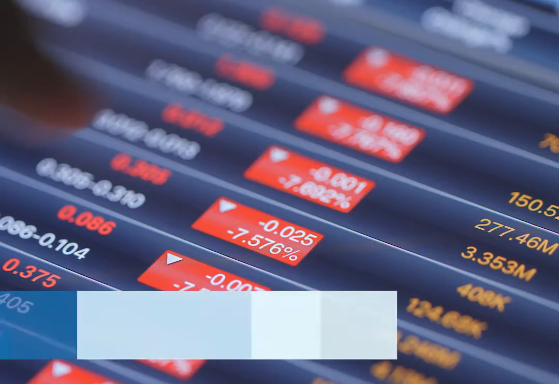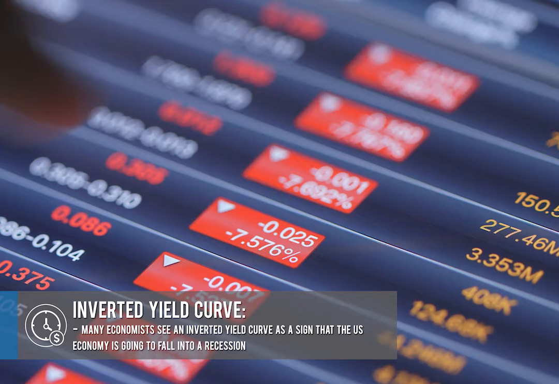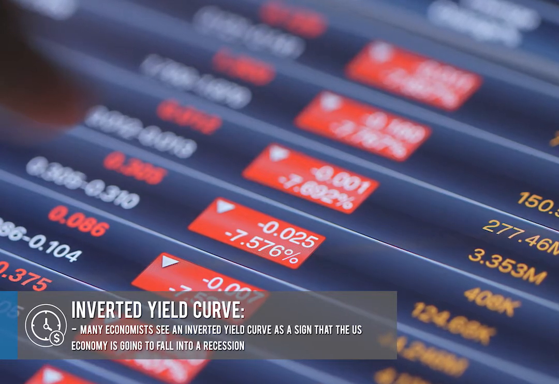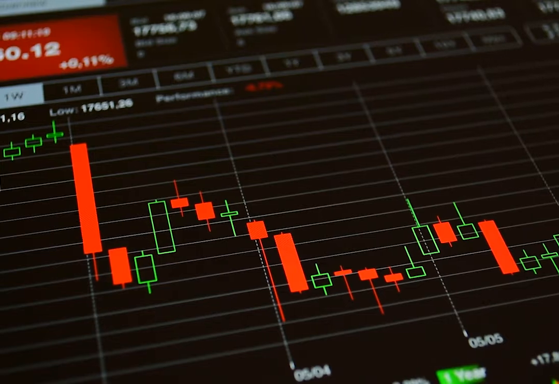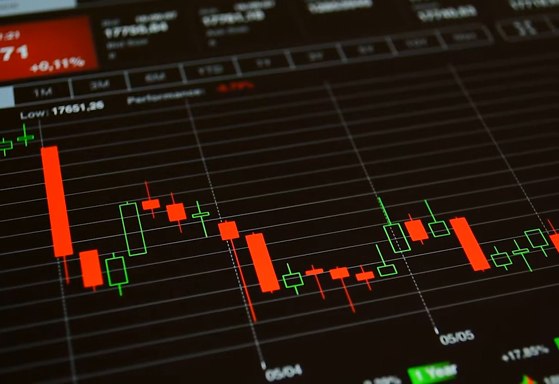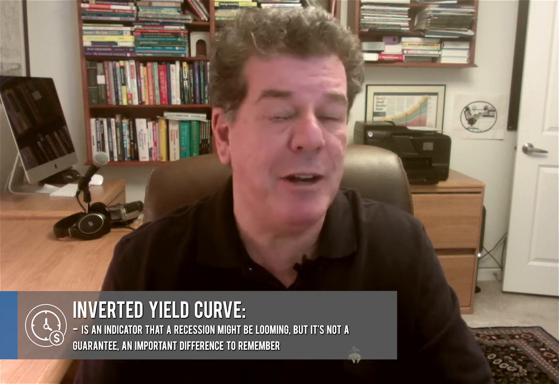Hang in there for a minute, because you really need to understand the implications of what an inverted yield curve may have for you. Many economists see the inverted yield curve as a sign that the U.S. economy is going to fall into a recession. Every recession for the past few decades has been preceded by an inverted yield curve. But every inverted yield curve has not been followed by a recession. It's an indicator, but not a guarantee, an important difference to remember.